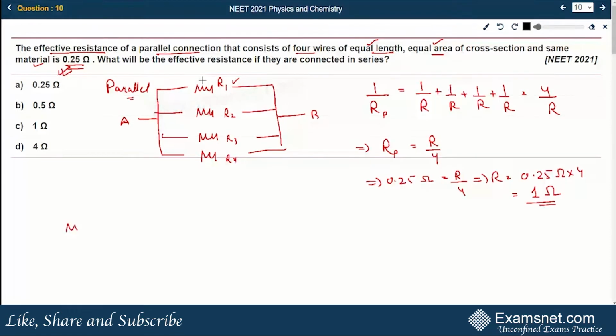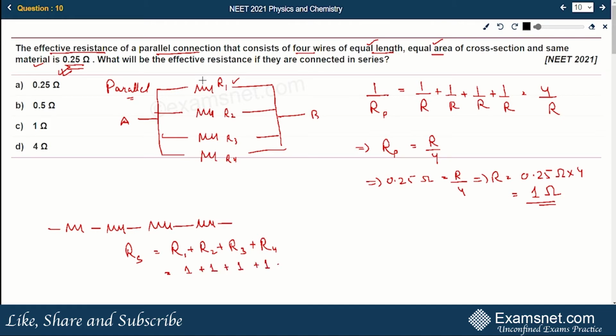Now in case they are connected in series like this, then what will be the effective resistance? R series will be equal to R1 plus R2 plus R3 plus R4, and here all are same. That means 1 ohm plus 1 ohm plus 1 ohm plus 1 ohm, that will be equal to 4 ohm. Okay, so the answer will be 4 ohm. That means option D will be the correct answer here.